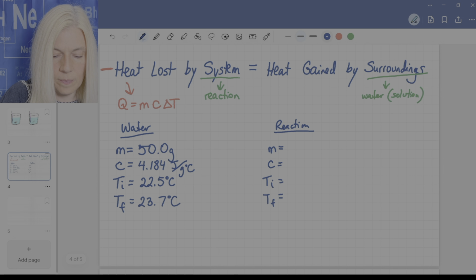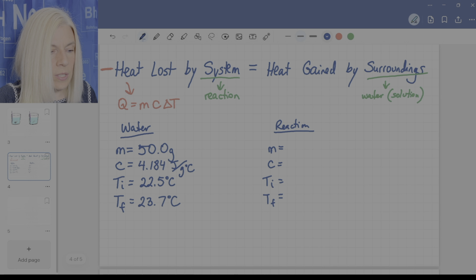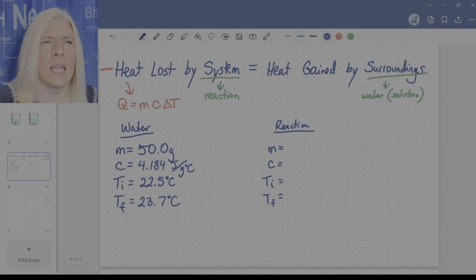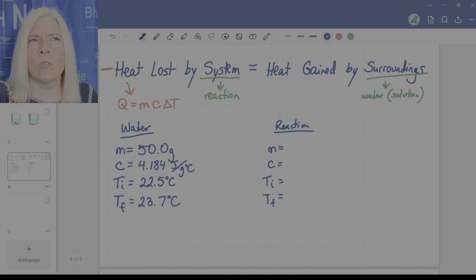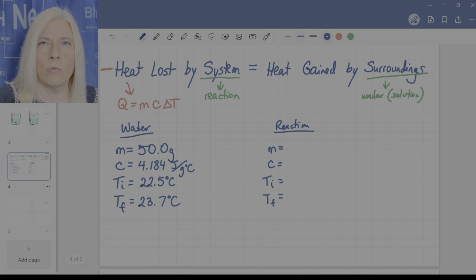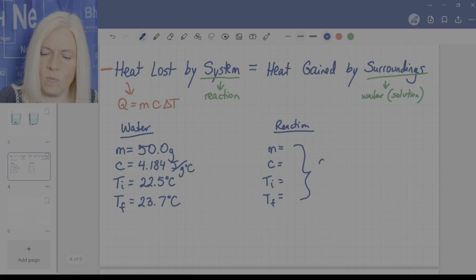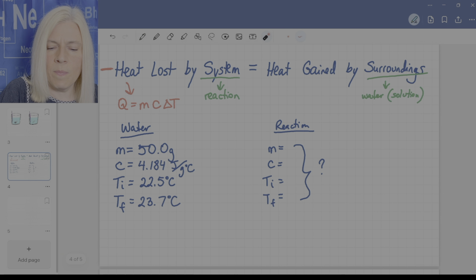23.7 degrees C. Now, for this reaction, I know the mass of zinc. What's the mass of HCl? I need to know the specific heat of my whole solution. Well, basically, this is just like one big question mark. This is way too hard for me to deal with right now. So how will I calculate the heat of a reaction? But wait a minute. It's the same amount.